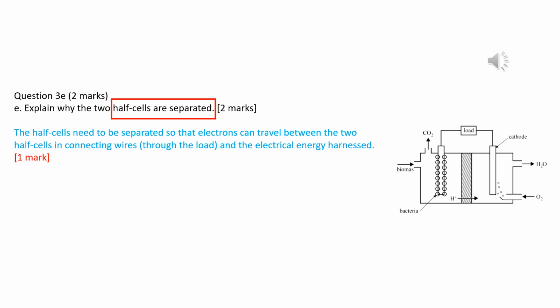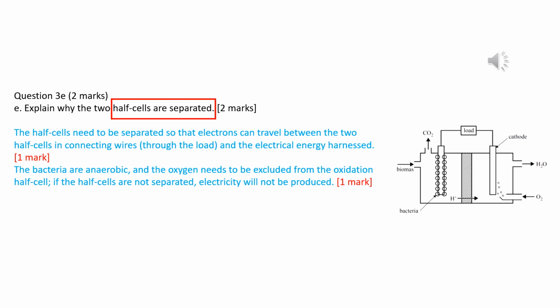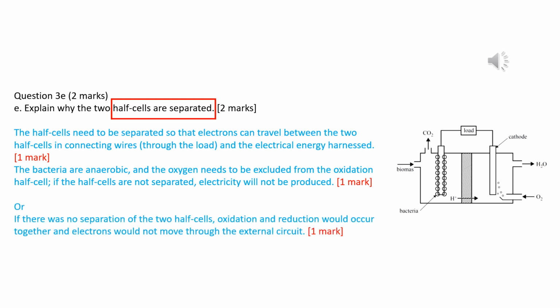The bacteria are anaerobic, and the oxygen needs to be excluded from the oxidation half cell. If the half cells are not separated, electricity will not be produced. Or, if there was no separation of the two half cells, oxidation and reduction would occur together and electrons would not move through the external circuit.